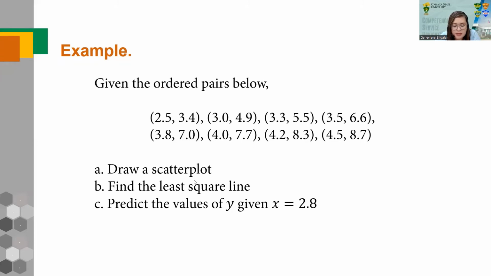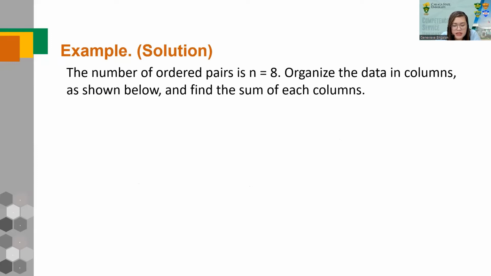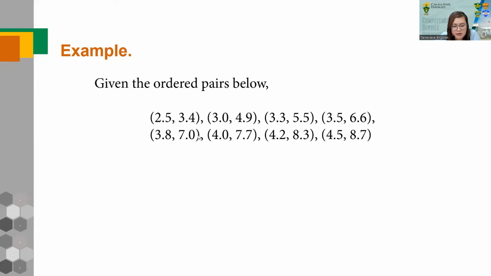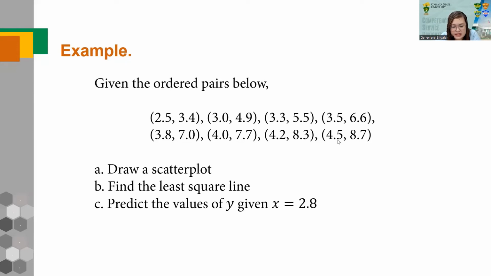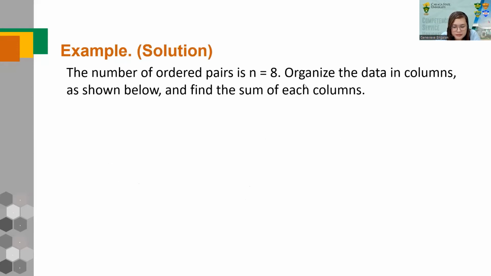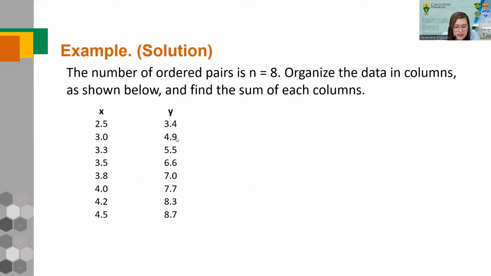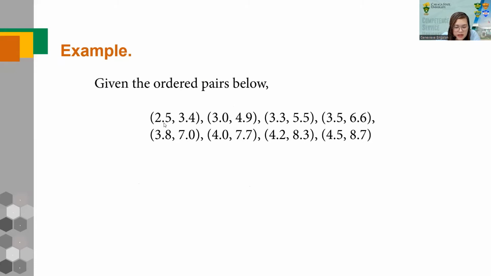Okay, but before that, to answer our questions, we will organize our data. So how many ordered pairs are there? We have 1, 2, 3, 4, 5, 6, 7, 8. So our n is 8. So let's organize our data. You have x and y. So 2.5, 3.4, 3.0, 4.9 come from the given. 2.5, 3.4, x, y, x, y.